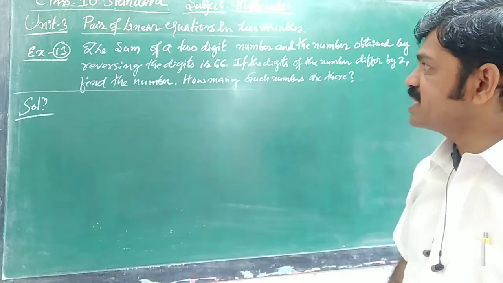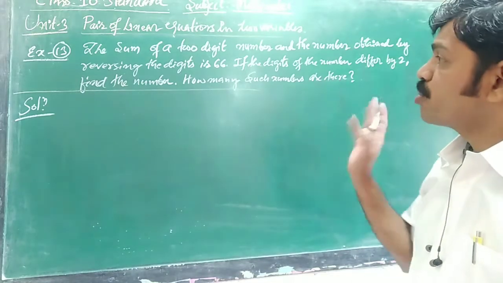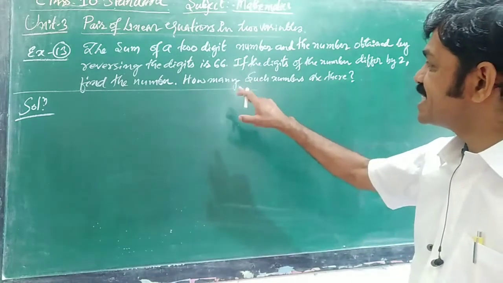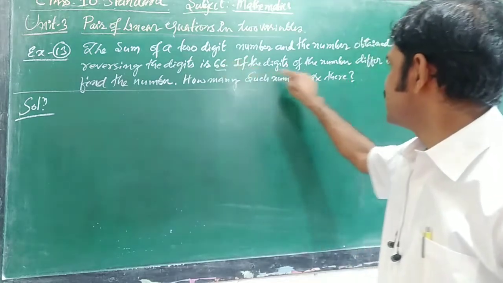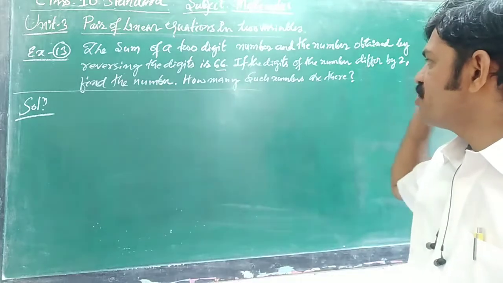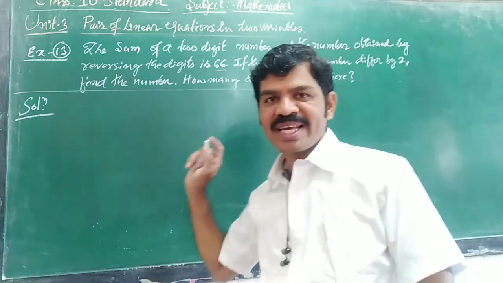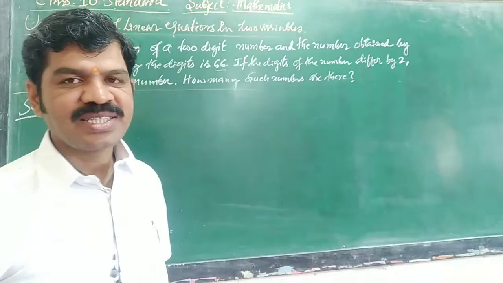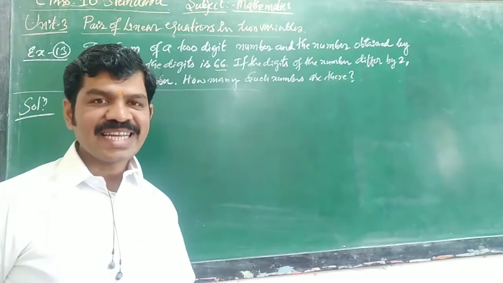The sum of a two-digit number and the number obtained by reversing the digits is 66. If the digits of the number differ by 2, find the number. How many such numbers are there? See, we have to understand this very neatly.